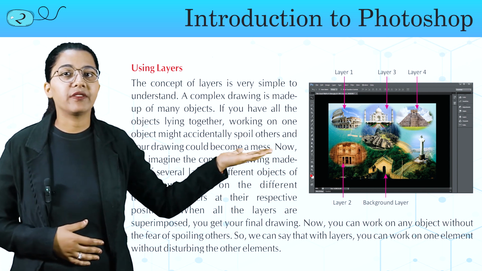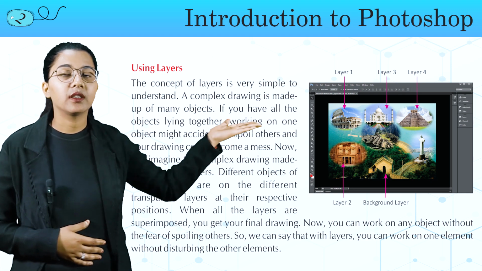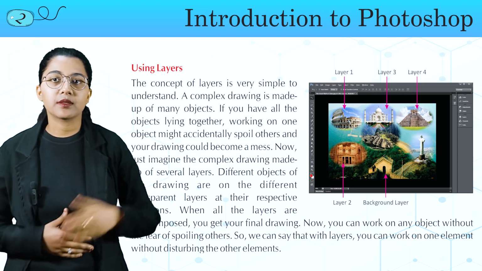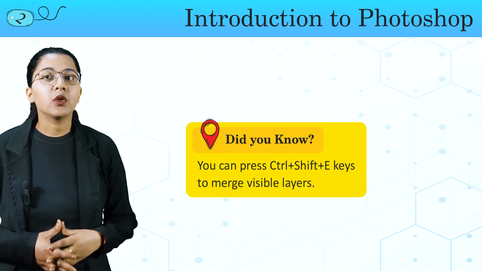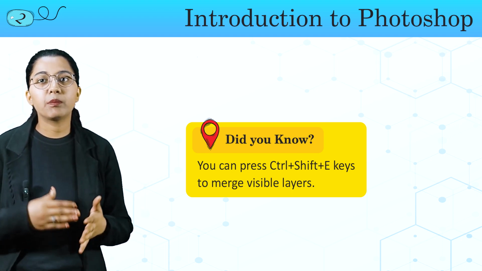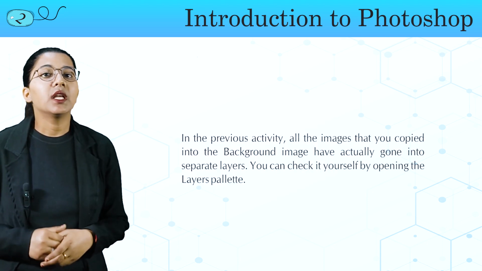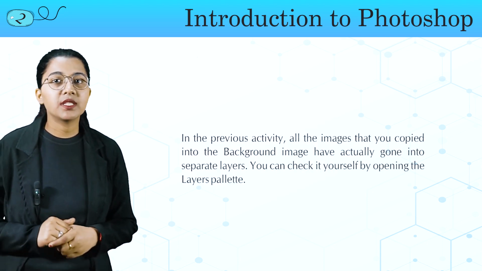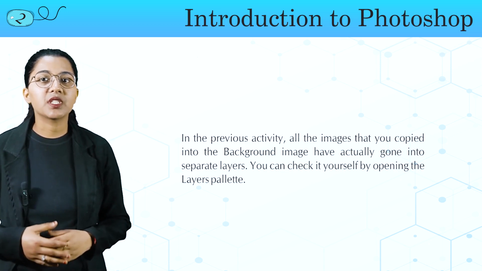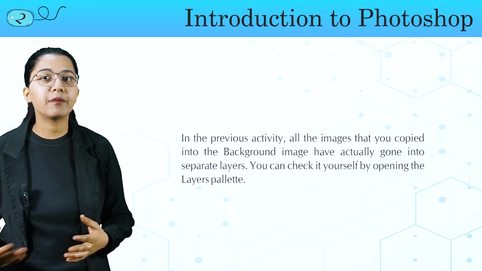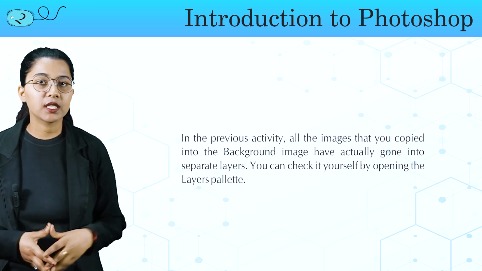Here you can see the interface, that is the background layer. Then we have layer 2. So this is how you can work on the layers. Now students, did you know you can press Ctrl plus Shift plus E keys to merge visible layers? Now, in the previous activity, all the images that you copied into the background image have actually gone into separate layers. You can check it yourself by opening the layers palette.